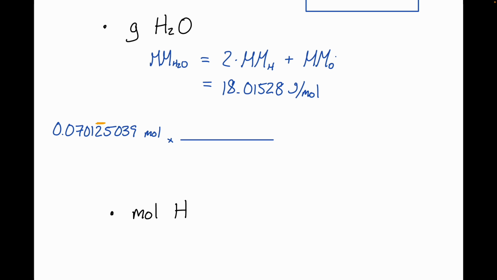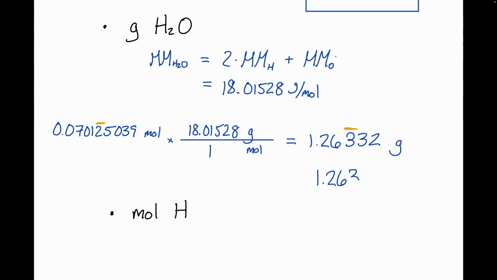Okay, I need moles on the bottom and grams on the top. So that 18.01528, that's how many grams are in 1 mole. So punch that into my calculator. 1.26333. And now I have grams of water. Again, I'm going to have to round this to my 4 sig figs. 1.263 grams. Boom.